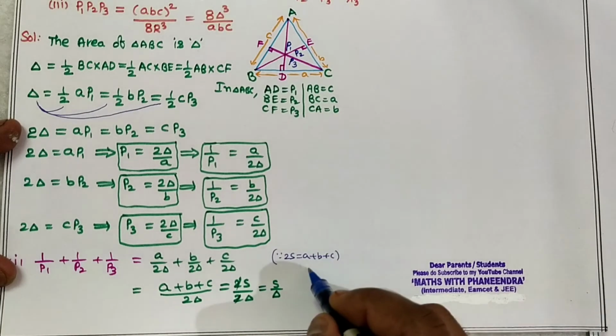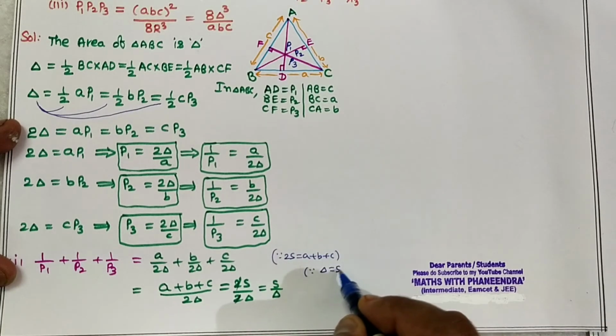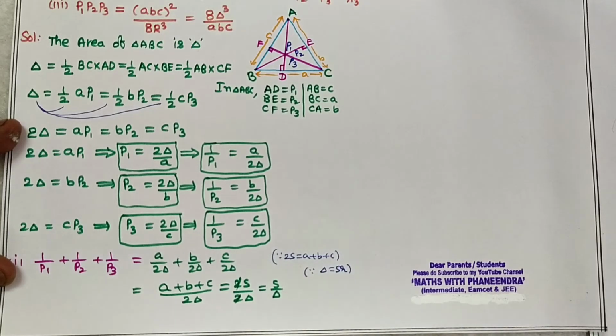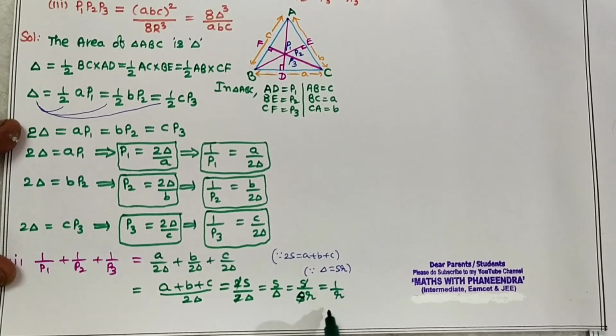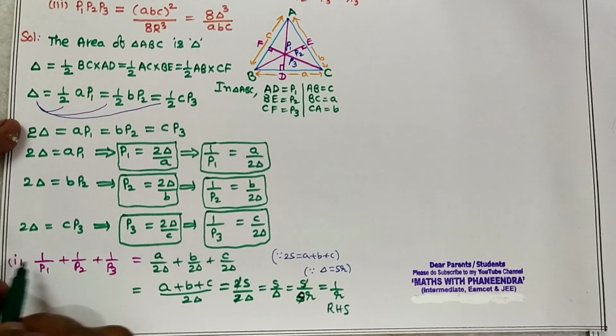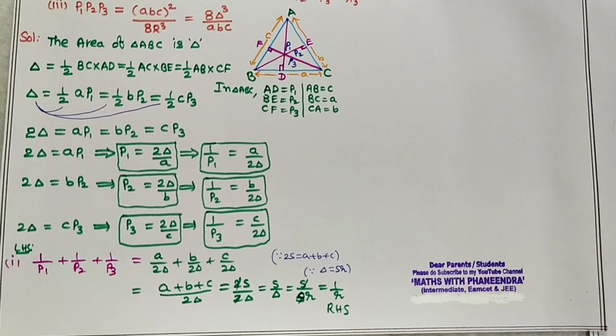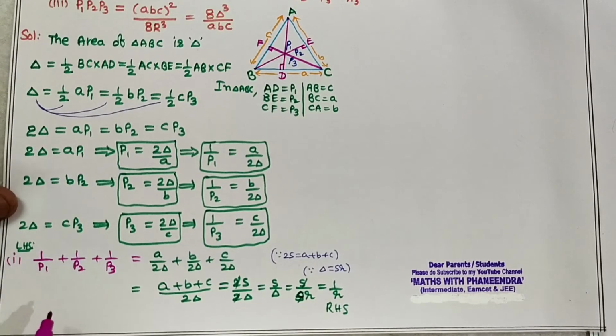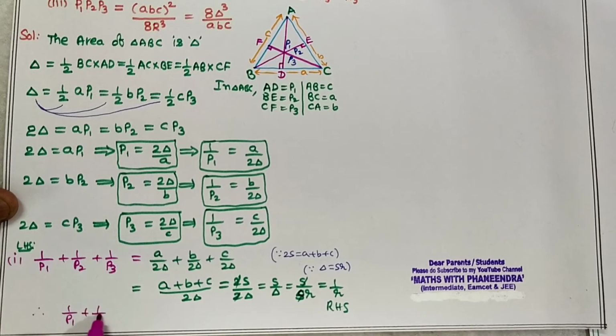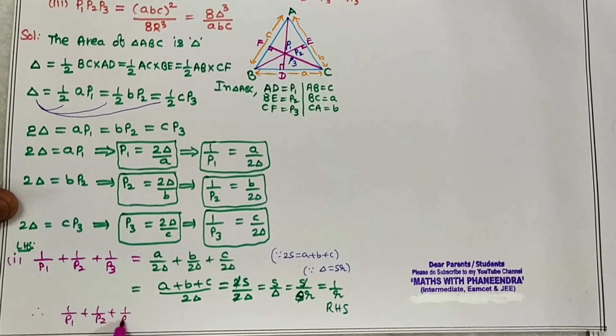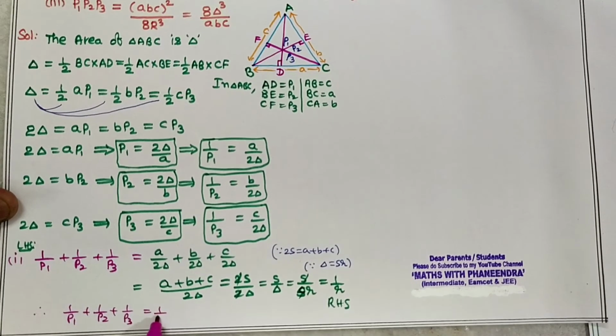And we know one more formula, delta is equal to SR. So S by delta becomes S by SR. The S's get cancelled, which is equal to 1 by R, which is the required RHS, which is LHS now. So the conclusion step I am writing: therefore 1 by P1 plus 1 by P2 plus 1 by P3 is equal to 1 by R.